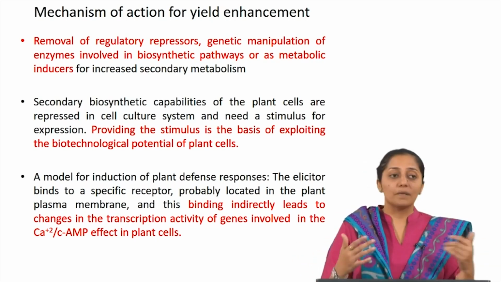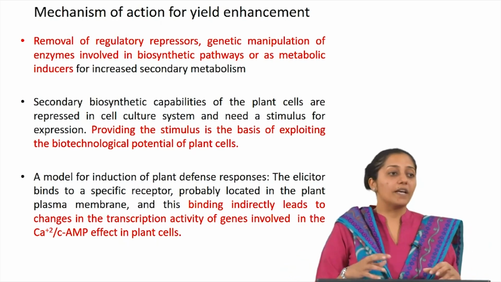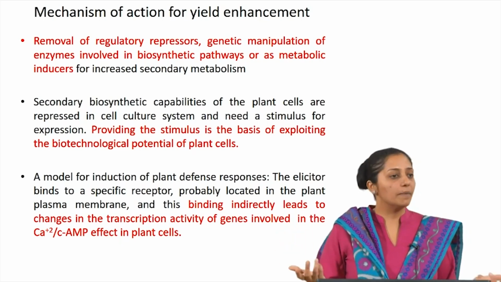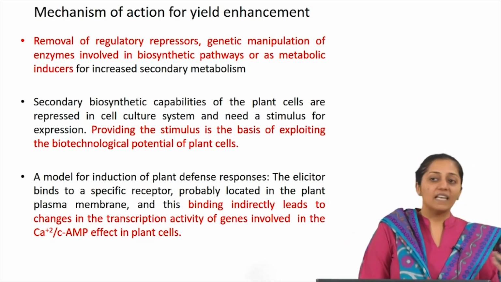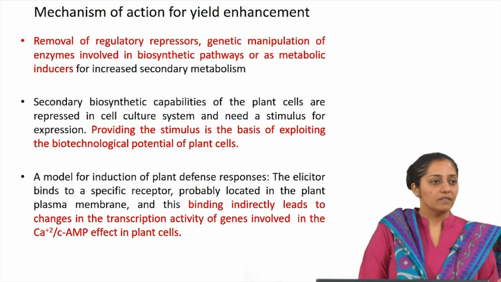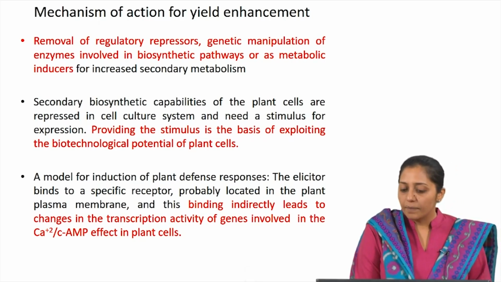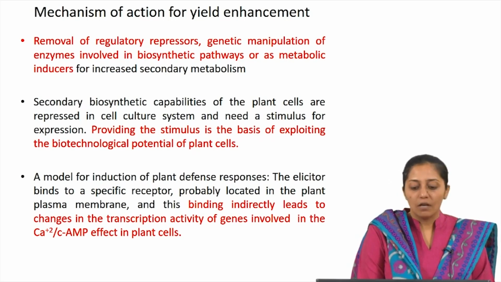They might be acting as repressors and inducers in the secondary metabolic pathways, thereby leading to expression of certain genes which are responsible for production of novel metabolites. So, these genes might be remaining cryptic. So, it may elicit those cryptic genes. So, removal of regulatory repressors, genetic manipulation of enzymes involved in biosynthetic pathway, or as metabolic inducers for increased secondary metabolism. These are the different ways in which the elicitors can play a role.